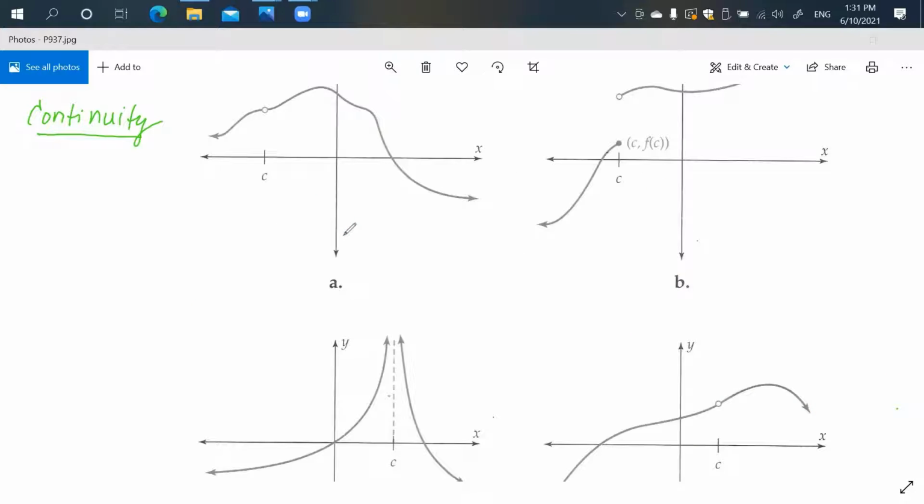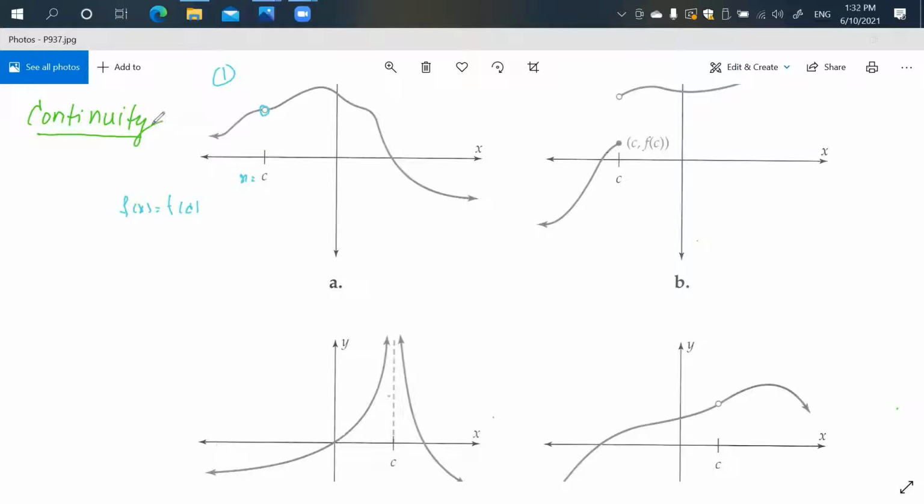Is this graph a continuous or discontinuous function? See the first one here, graph number 1. If I ask you at x equals c, is the function f of x continuous or discontinuous? You see that this one becomes an open dot, right? So this one, of course, is discontinuous. Or you can answer the function has no solution or doesn't exist because it's open.